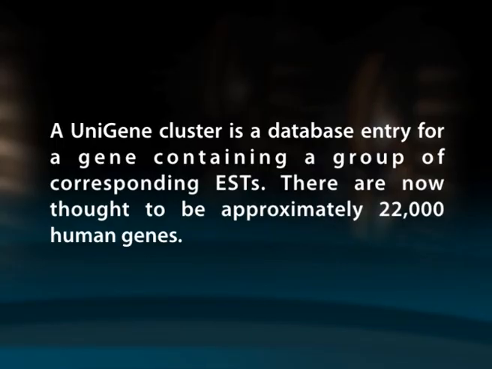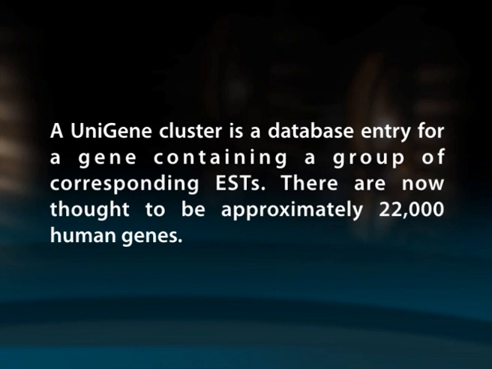For human beta globin, there is only a single UniGene entry. This entry currently has 2400 human ESTs that match the beta globin gene. This large number of ESTs reflects how abundantly the beta globin gene has been expressed in cDNA libraries that have been sequenced. A UniGene cluster is a database entry for a gene containing a group of corresponding ESTs.